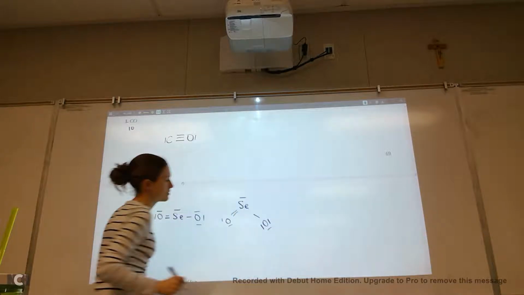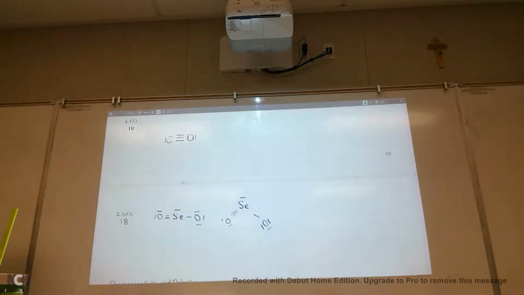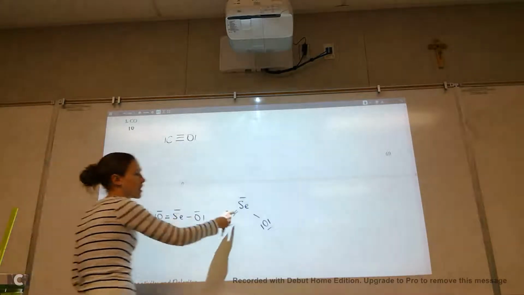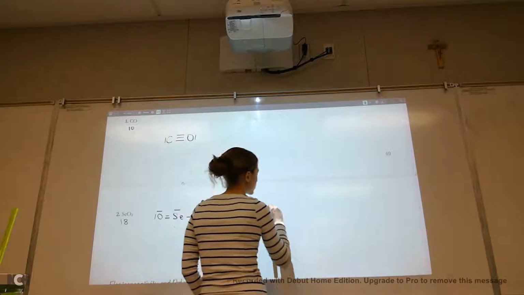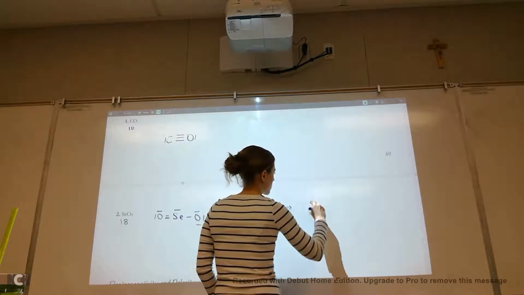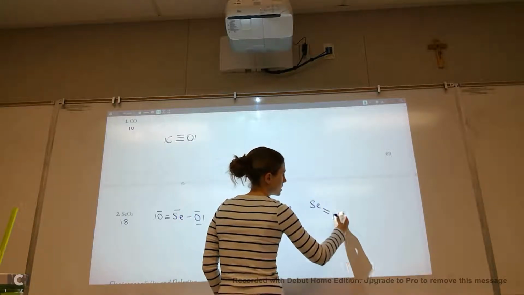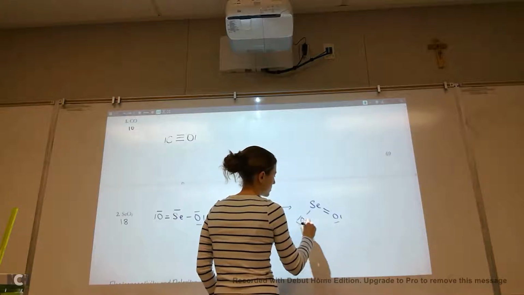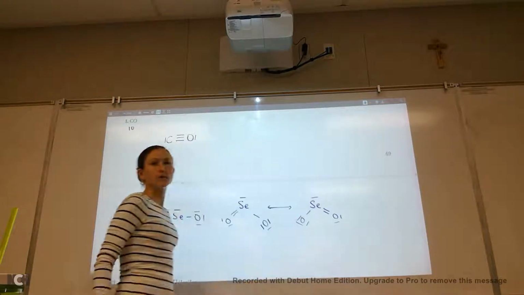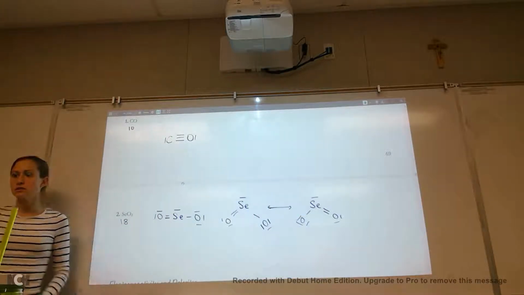Looks like that. Do we agree with that? Yeah. What am I missing though? A second one, right? Because this is a case of resonance. So I need my double bond either on my left-hand side, or I need to draw the other version where it is on my right. Are we okay with that?